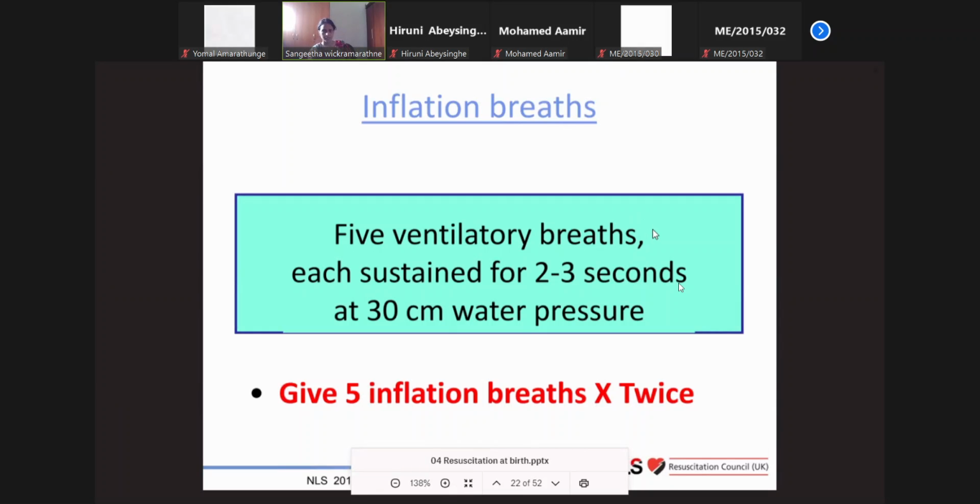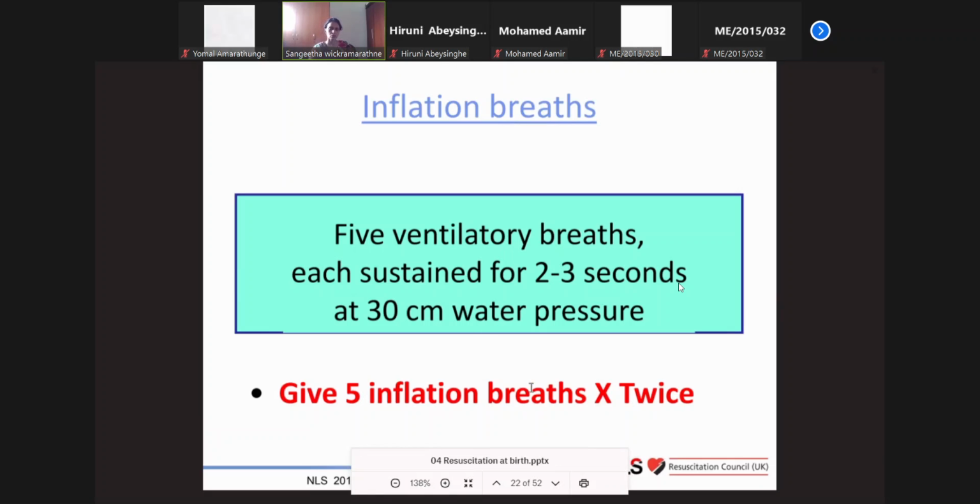We'll practice it during the practical session, but you have to give for a longer period, sustained for 2 to 3 seconds, and you have to give nearly 30 centimeter water pressure. That means high pressures you have to give only for inflation breaths. Once the lung is inflated, if you give high pressure breaths, definitely it will go into pneumothorax, right? So only for the inflation, to push the water away, you have to give high pressure. After that, ventilation breaths will be low pressure, short breaths, right?